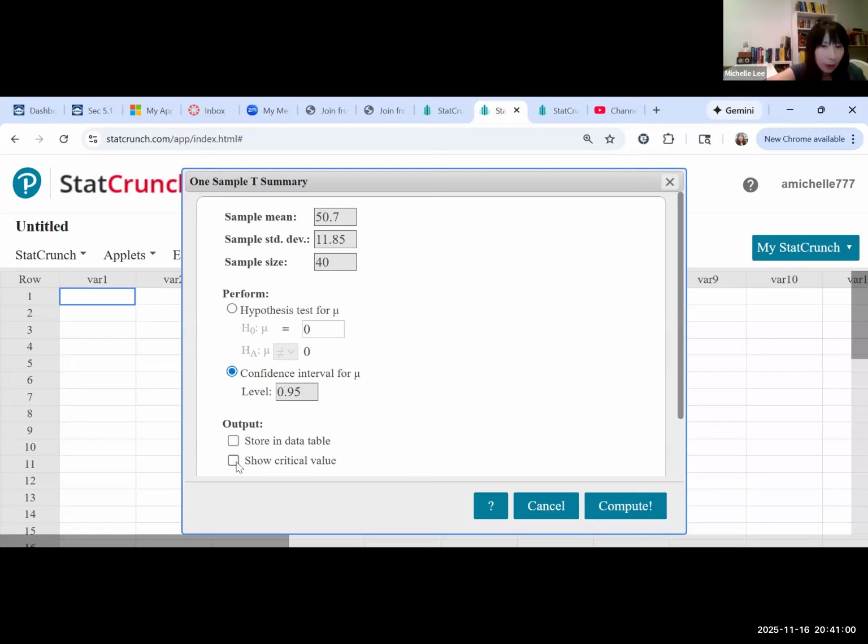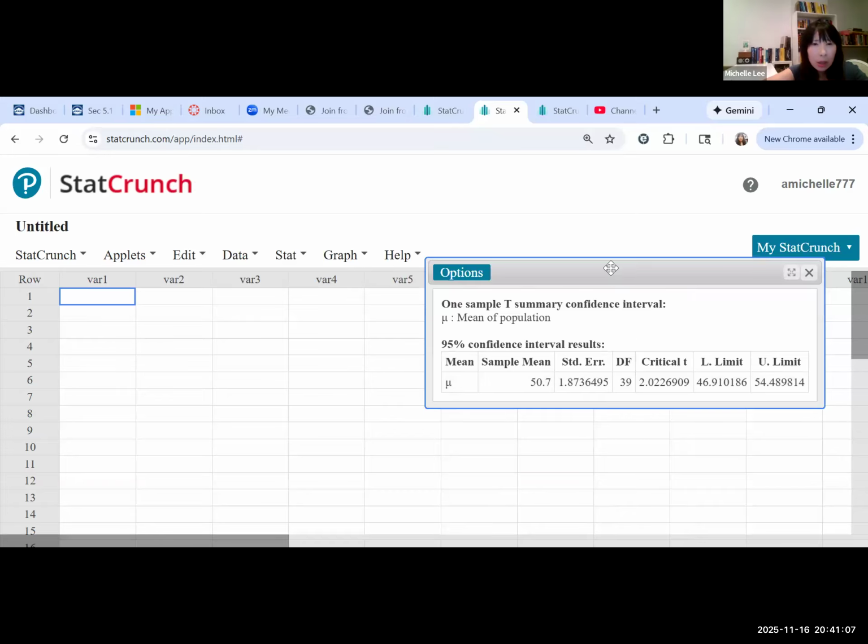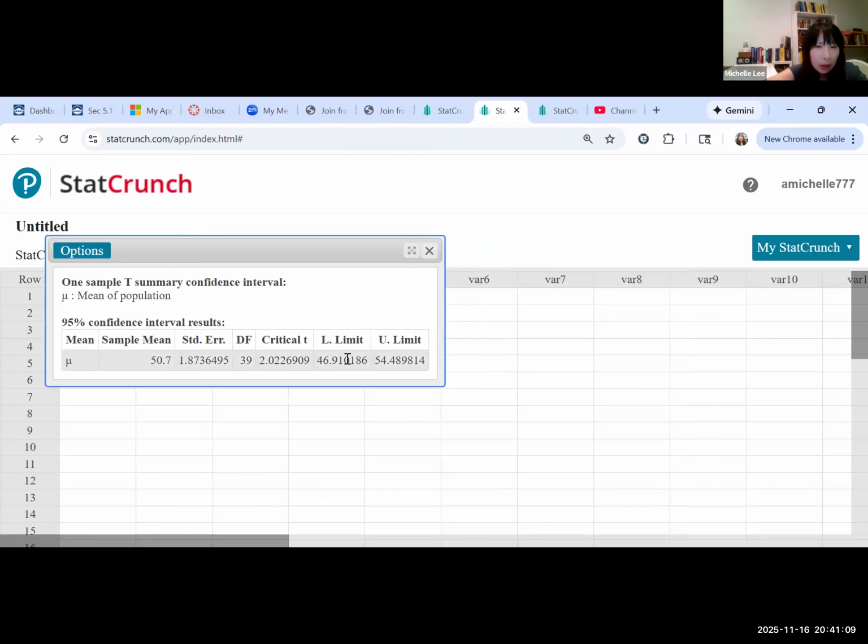Maybe show critical value so that we can find the margin of error. All right. So this is the lower limit, upper limit, right? Okay. Yeah. So let's try margin of error, right? So margin of error.